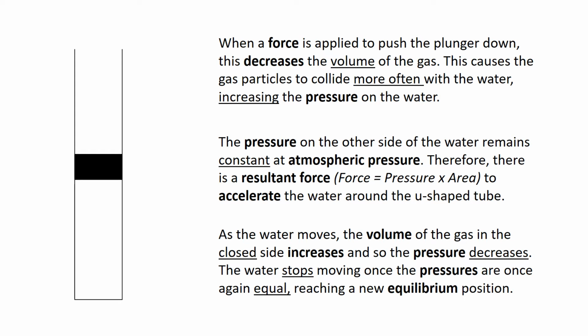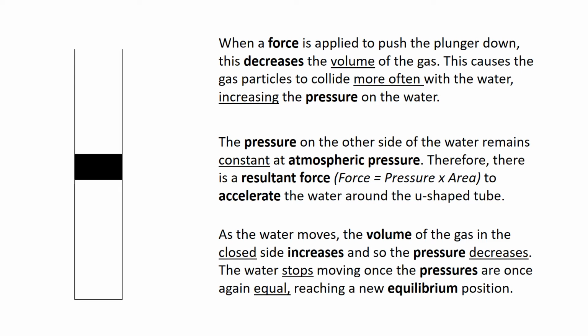So what that means is there are gas particles colliding with the water inside the sealed system there. If we've got a smaller volume, we're going to get more collisions per second, and that's going to manifest itself in a greater pressure on the water. So as the gas particles collide with the water, there are more collisions per second. That's going to result in a larger pressure and a larger force on the water from the gas. The pressure on the other side of the water remains the same because it's still at atmospheric pressure.